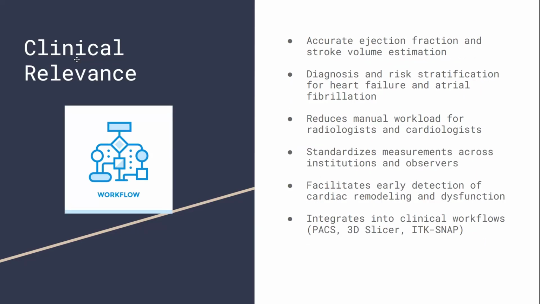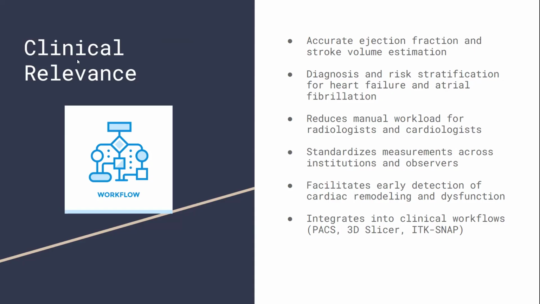Now, the clinical relevance of how our project would fit into the medical imaging field: it will be able to accurately quantify ejection fraction and stroke volume estimation. It can also help with diagnosis and risk stratification for heart failure and atrial fibrillation. It can also reduce the manual workload for radiologists and cardiologists, as they can just feed scans into the deep learning model and gain outputs relatively quickly compared to manual segmentation.